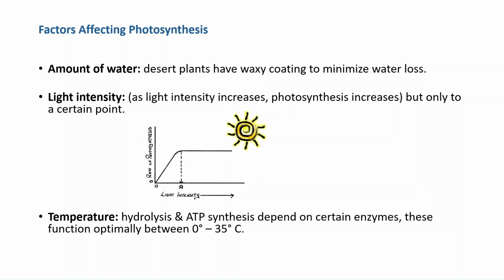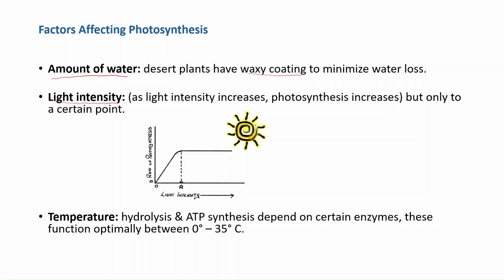What factors affect photosynthesis? One is the amount of water. Of course, we said you need water to split it to regenerate the electrons in the photosystem too. So plants in the desert, they're going to have a very waxy coat to minimize the water loss. And we're going to see that plants that are in any hot conditions, they're going to make some adjustments to photosynthesis to protect their water. You do need water to have photosynthesis.